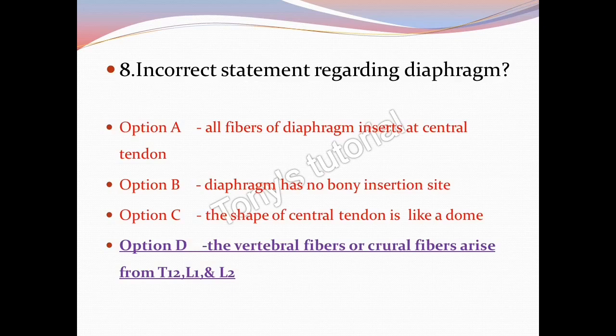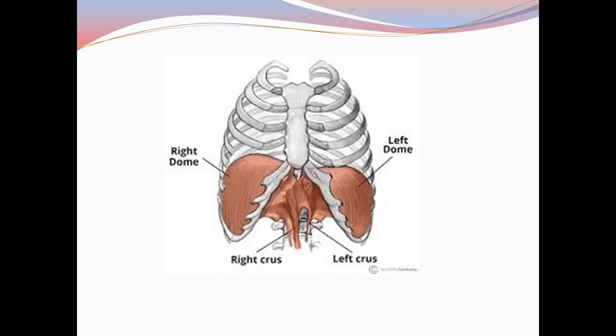The origin of the diaphragm is from L1, L2 and L3. Actually, the shape of the central tendon is boomerang shape. That was a slight error. Sorry for that. And the origin, as I told you, is from L1, L2, L3 and medial and lateral arcuate ligament. You should always remember about the vertebral origin of diaphragm.